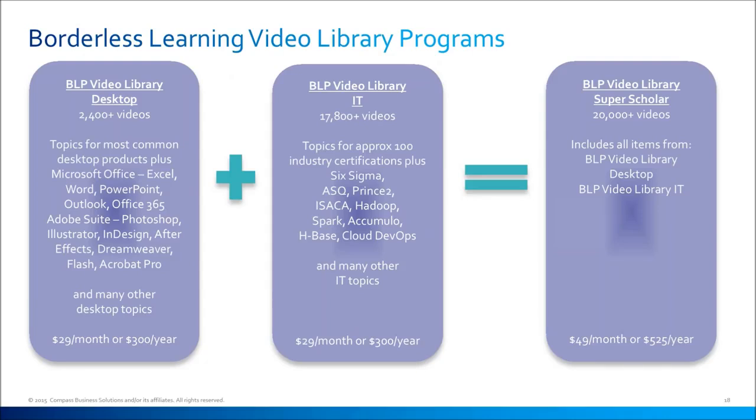The final set of programs we call video library programs. These are not intended to help you earn certifications. These are reference libraries. Think of it like lynda.com on steroids. So it's not just the desktop things, you know, how to use Word and Excel and PowerPoint, but it's a lot of IT hot topics, Six Sigma in particular, which is very important, especially on the federal side of our customer base. So you can take a look at these. These are reference libraries, $29 a month or $300 per year, but if you want both of them combined, $49 per month or $525 per year.